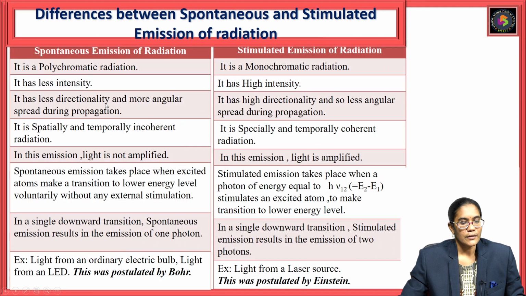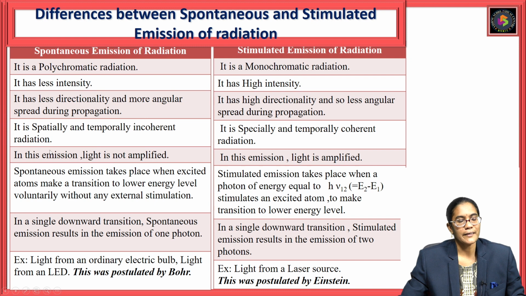Okay. So there are some differences between spontaneous and stimulated emission of radiation. In spontaneous emission, the emitted light is polychromatic radiation, a combination of many wavelengths, whereas stimulated emission is monochromatic and exhibits a single wavelength. The spontaneous photon has less intensity, less directionality and more angular spread during propagation, and it is spatially and temporally incoherent in nature. The stimulated photon has high intensity, high directionality and less angular spread, and it is spatially and temporally coherent in nature.